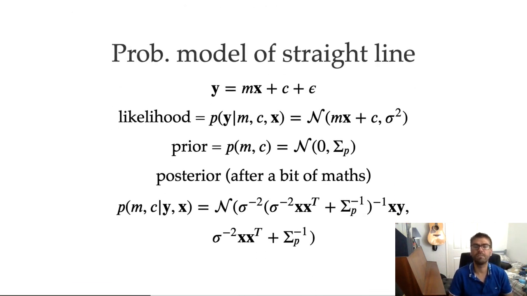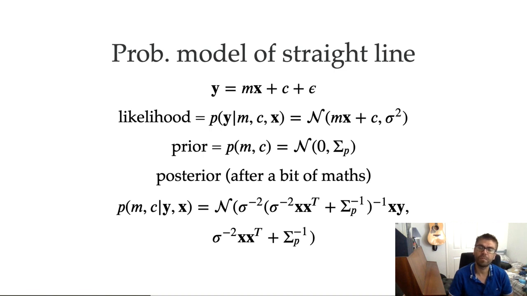So let's look at a simple example of a probabilistic model and stick to a straight line. On the top there you can see the traditional equation for a straight line, y equals mx plus c, and then we'll introduce some additional noise component, epsilon. So here our parameters are m and c, the slope and the intercept. So let's go through the different components of Bayes' rule for the straight line. We have the likelihood, the probability of y, our data, given certain parameter values m and c, and data x.